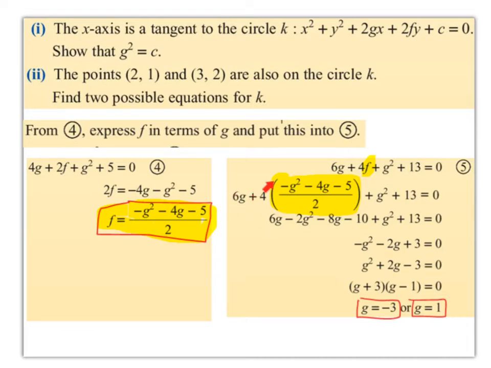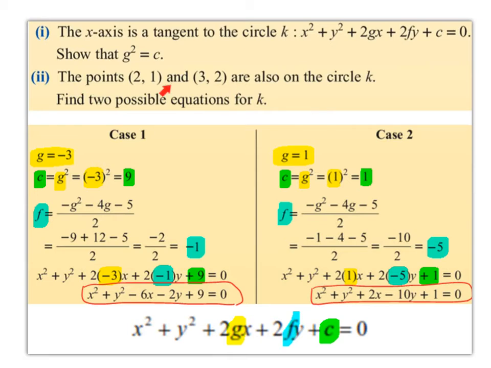Then 4 times minus g squared is minus 4g squared divided by 2 is minus 2g squared. Then 4 by minus 4g is minus 16g divided by 2 is minus 8g. And then 4 by minus 5 is minus 20 divided by 2 is minus 10. Bring down the g squared, bring down the 13. Then we simplify and we end up with g squared plus 2g minus 3. We factorize and we solve. So g is equal to minus 3 or g is equal to 1.